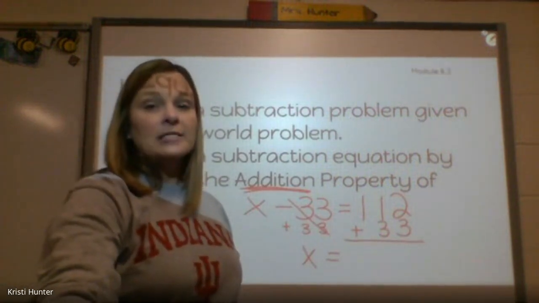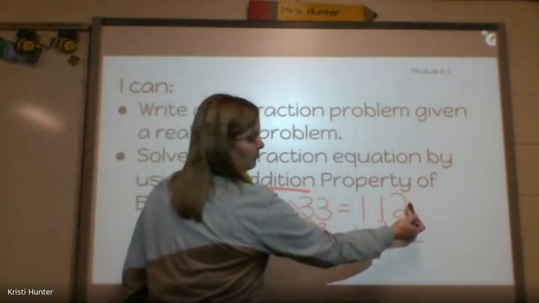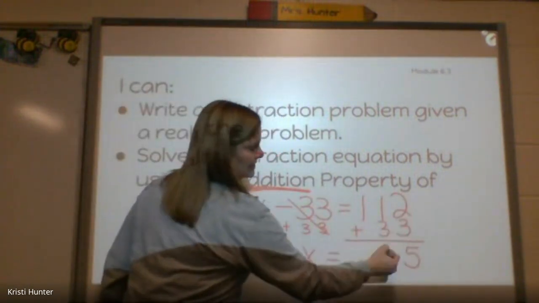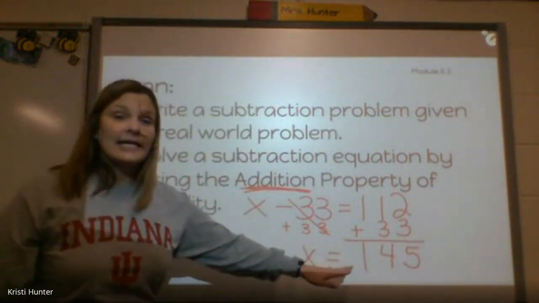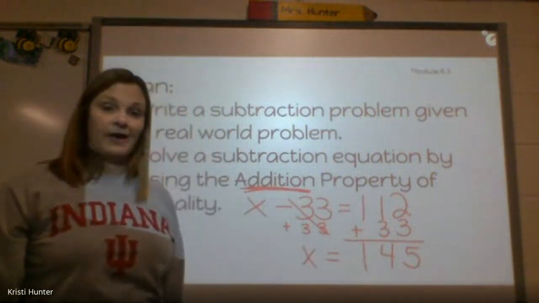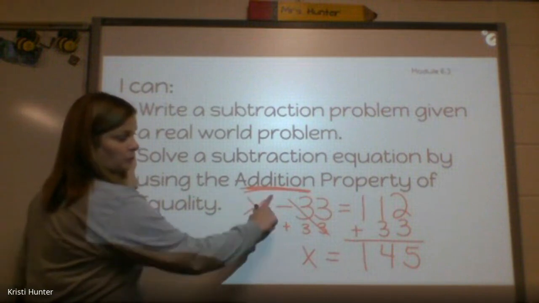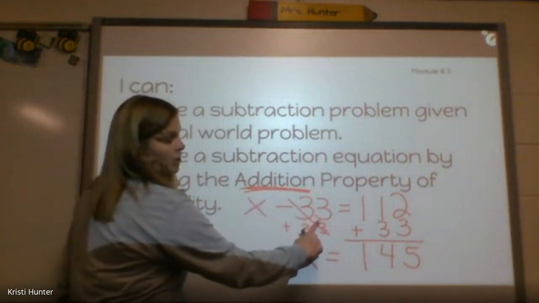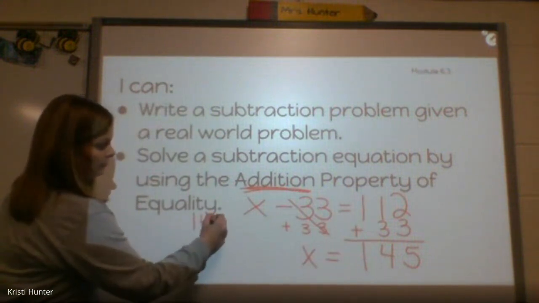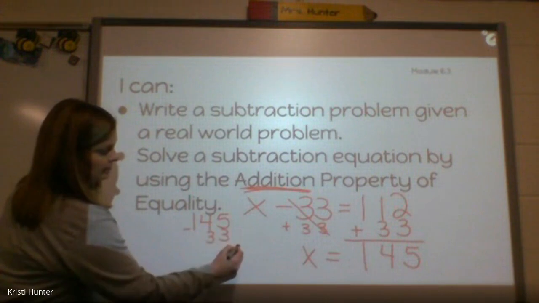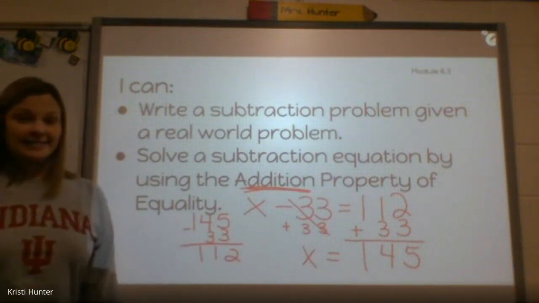So I am going to work on adding this equation up. So I add up my ones column, add up my tens, add up my hundreds. So I end up with x equaling 145. Now I can always go back and check, because if I substitute 145 in for x and I subtract 33, I should get 112, one of my parts. So I'll subtract, do a real quick check here, and I get the answer.